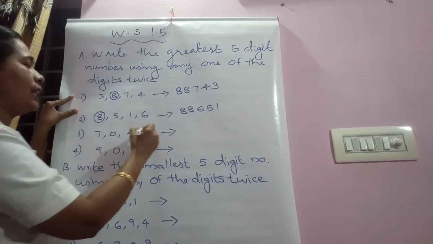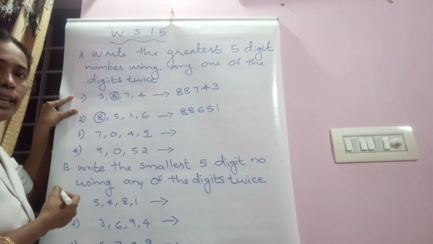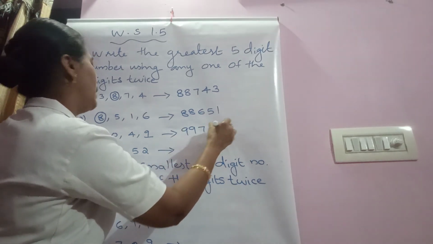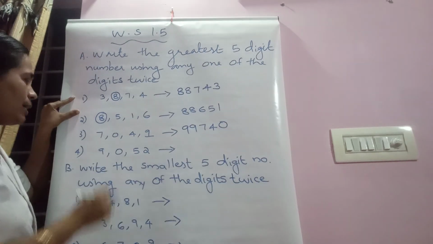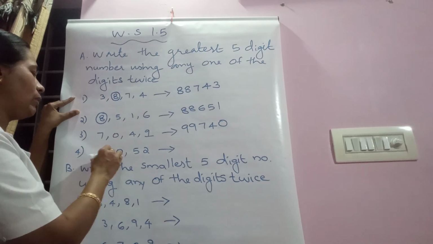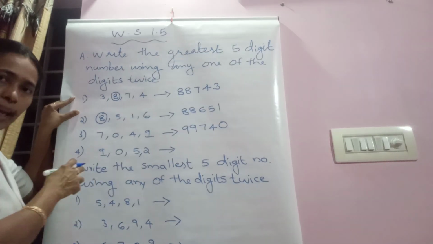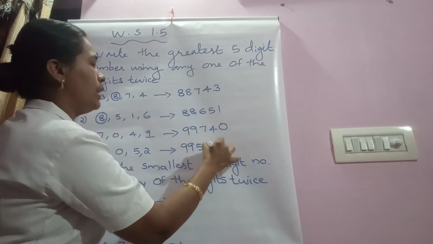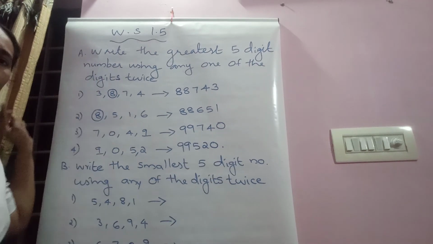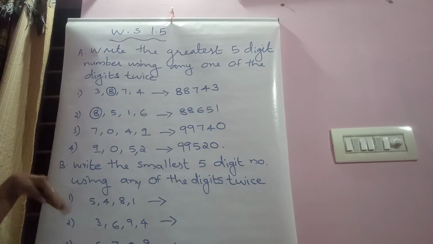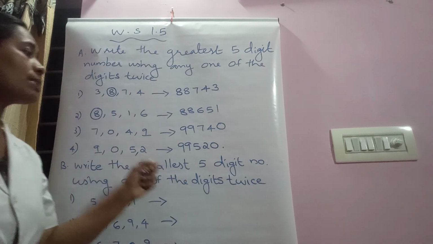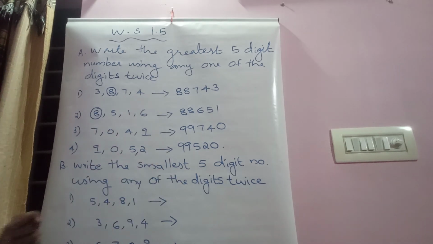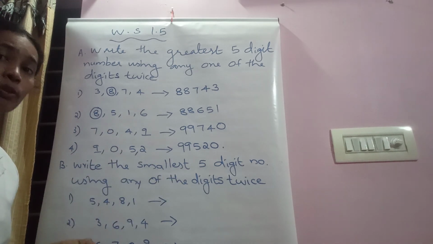Similarly, 7049 is given. Among this, which one is the greatest digit? 9. So, repeat 9 2 times. Remaining digits only 1 time. Similarly, 9052, which one is the greatest one? 9. So, repeat 9 2 times. Remaining numbers only 1 time. And it is finished. Same question, reverse order. Write the smallest 5-digit number using any of the digits twice. Smallest 5-digit number.